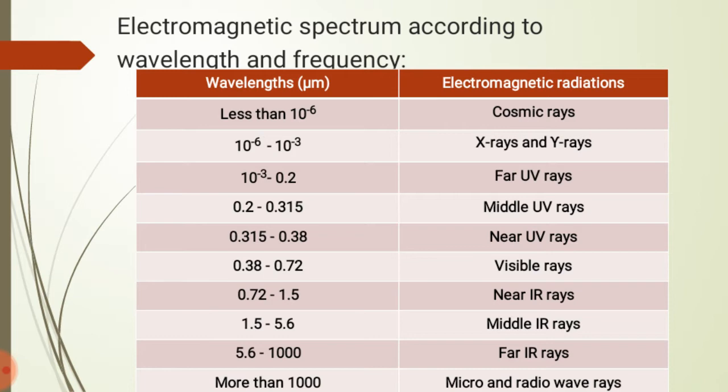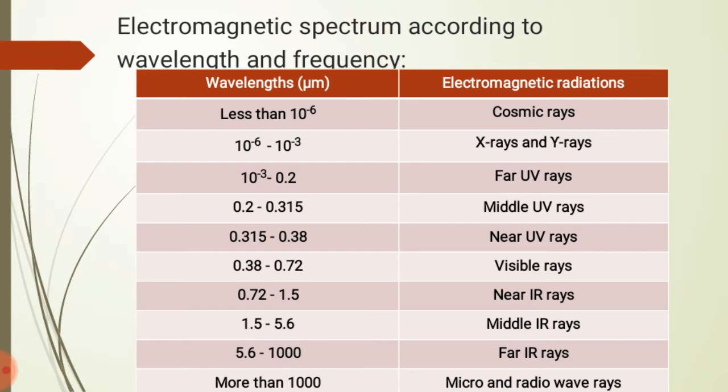Now the electromagnetic spectrum according to wavelength and frequency is listed in the table. So let's see. The first column is the wavelength in micrometer, and the second is the electromagnetic radiation. The first electromagnetic radiation is the cosmic rays. The cosmic rays have a wavelength which is less than 10 to the power minus 6 micrometer. That is the small wavelength and the higher frequency.